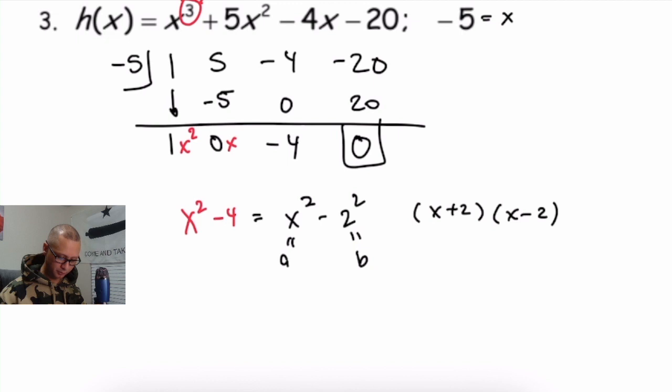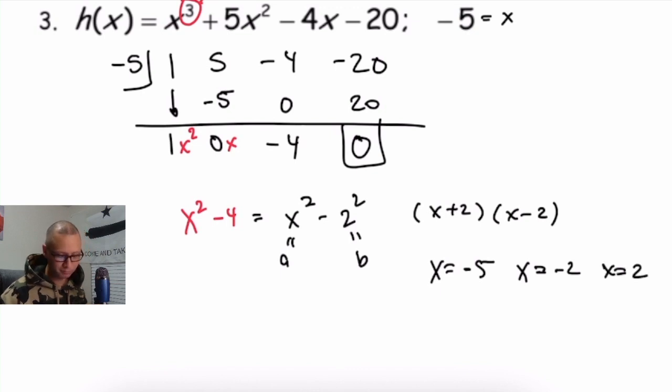All right, so our 3 roots are x is equal to -5, that was given. Then x is equal to -2, and x is equal to +2. 3 roots.